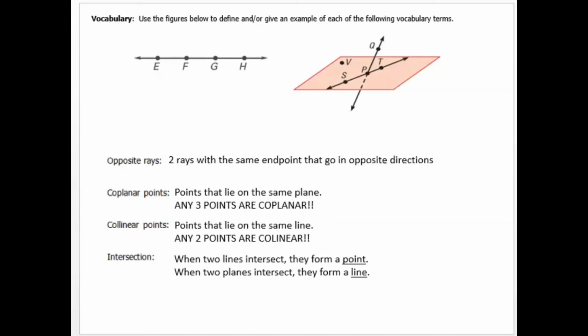So we're going to talk a lot about intersection when we do our group work activity in class. But just know for now, you can write this in your notes, that when 2 lines intersect, they form a point. And when 2 planes intersect, they form a line. So if you think about your ceiling and your wall, where those 2 planes intersect, the plane of your ceiling and the plane of your wall, you can see that edge where they intersect, that's a line.